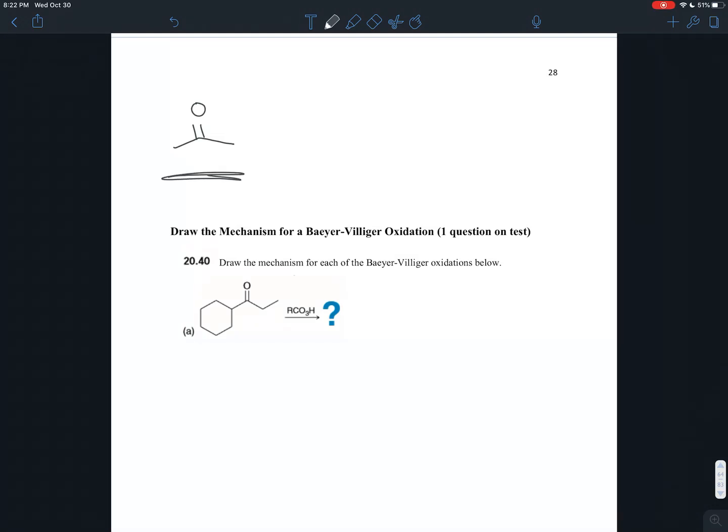The Baeyer-Villiger oxidation takes an aldehyde or a ketone and treats it with a peroxy acid. Most acids in organic chemistry are carboxylic acids, and those look like this. You have a carbonyl with an alcohol on one side. So that's a normal carboxylic acid.